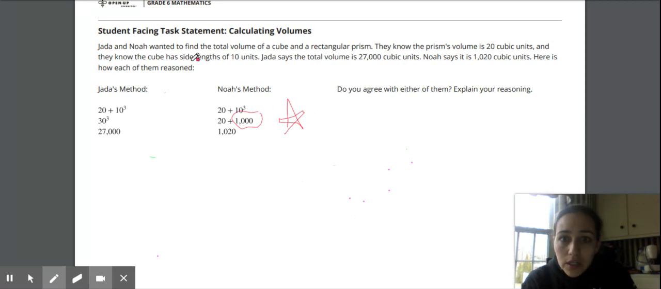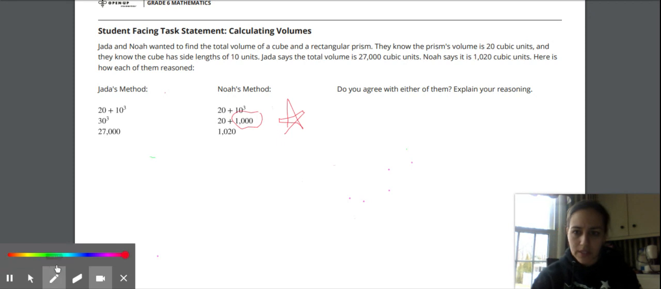And Jada, Noah. Jada and Noah wanted to find the total volume of a cube and a rectangular prism. They know the prism's volume is 20 cubic, and they know the cube has a side length of 10. Okay, so that's the cube.